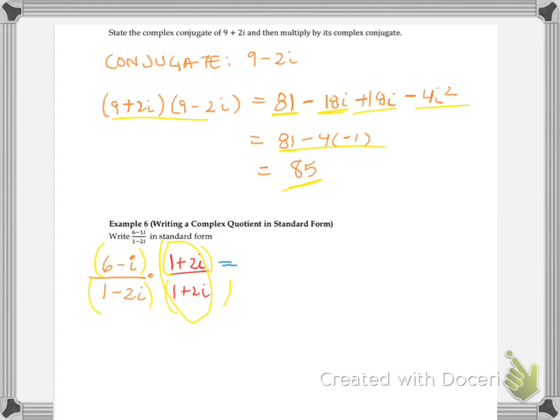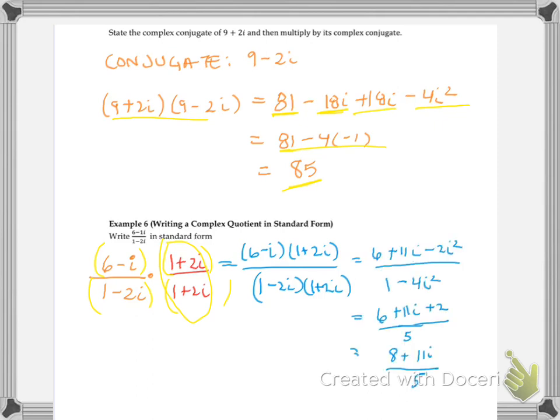Just multiply straight across. And so let me put it on one line first. So that'll be 6 minus i times 1 plus 2i, right? Divided by 1 minus 2i times 1 plus 2i. Go ahead and pause the video and see if you can multiply the top and multiply the bottom through.